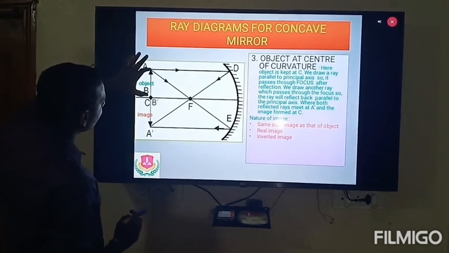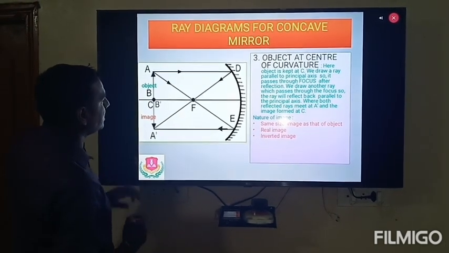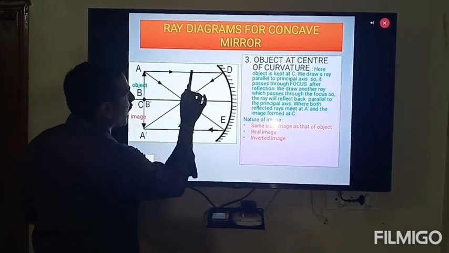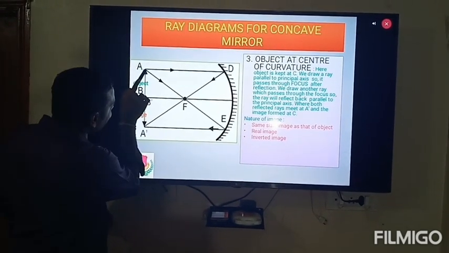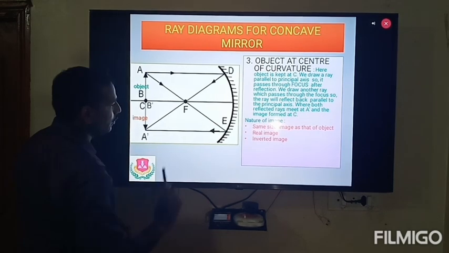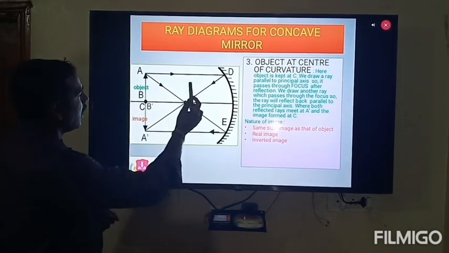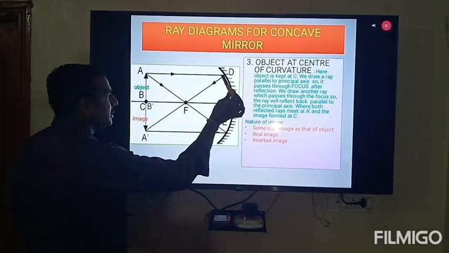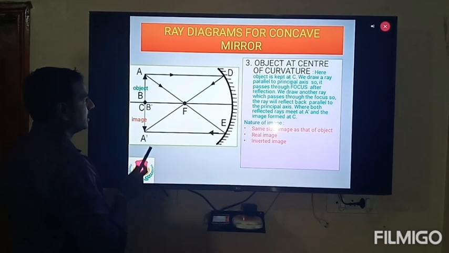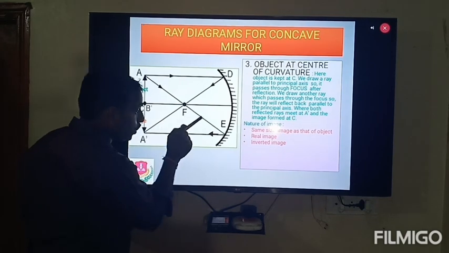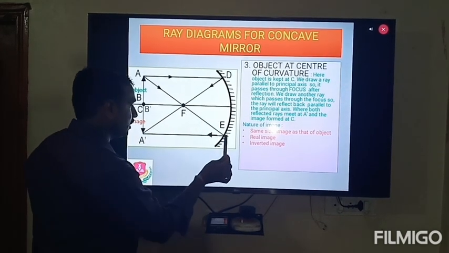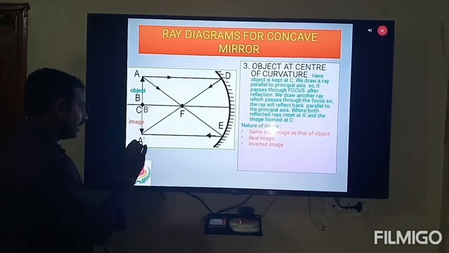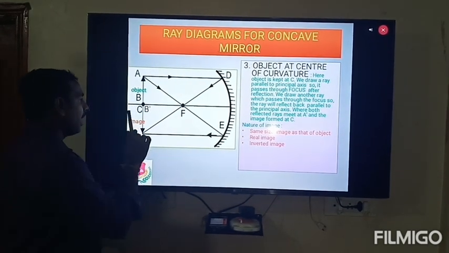So this is the object AB we placed here, and we are taking two rays. One ray is parallel to the principal axis, and the other ray is passing through the focus. The ray which is parallel to the principal axis, after reflection compulsorily passes through the focus, and the ray which is passing through the focus, after reflection moves parallel to the principal axis. These two are intersecting and forming an image at C D.